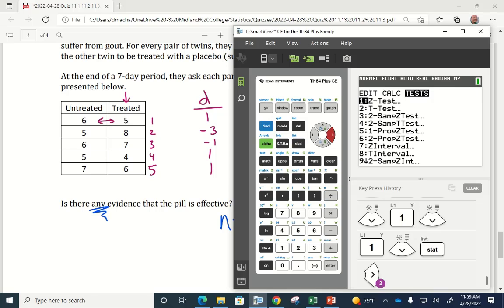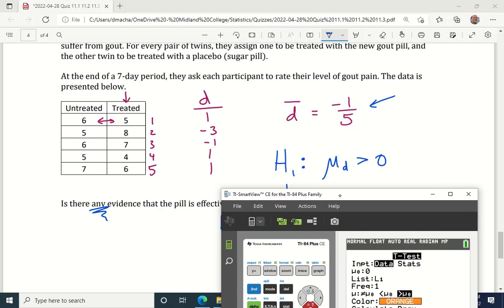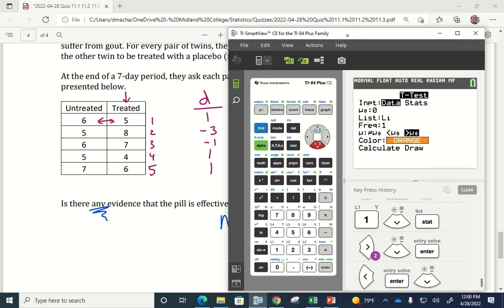Now we're going back to test. Back to t-test. I'm not going to choose stats. I'm going to choose data so that it will calculate that for me. Mu naught is going to be 0 because my alternative hypothesis is just really hoping that my population mean is greater than 0. And so I choose the mu greater than mu naught option on my calculator.